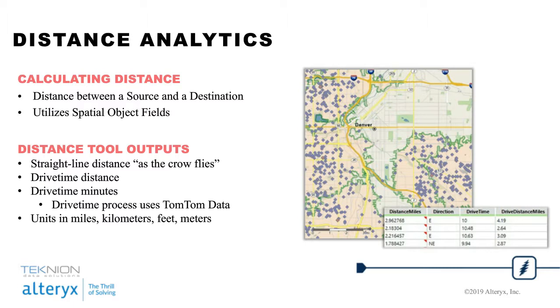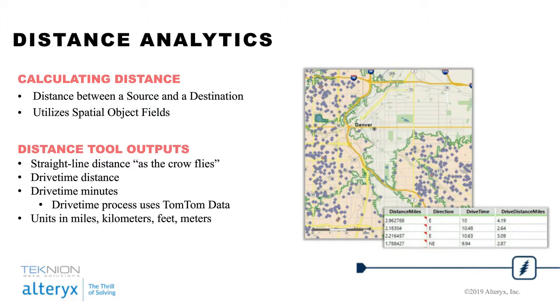We have a lot of outputs for the distance tool, which you'll see today. You can do a straight line distance, or as we say in GIS, as the crow flies. You can also do a drive distance. How far are they actually driving in miles along the street network? And you can find out the drive time minutes. How many minutes are they actually driving? These are very different from that straight line distance, which doesn't take into account road networks or crossing over lakes or mountains or any other geographic attribute as well.